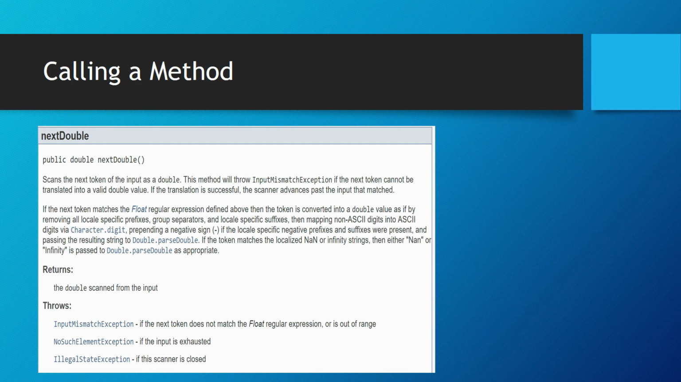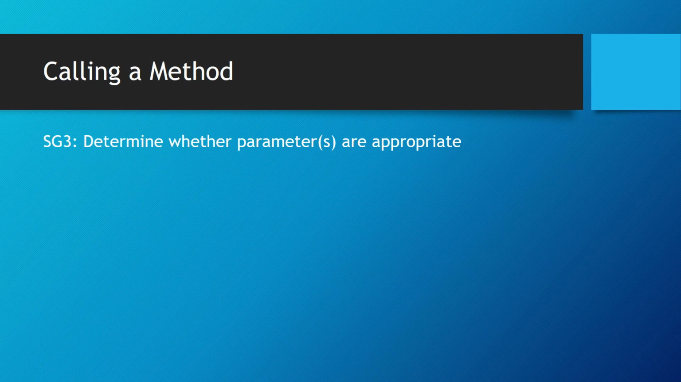Here is the API for the nextDouble method within the Scanner class. Note, there are no parameters to this method, as we can see by the open and close parentheses. We can see that the method returns a double with the word double before the method name. We can also look under returns and see that it states it returns a double scanned from the input. Now we move on to subgoal 3. We just saw that no parameters are required.